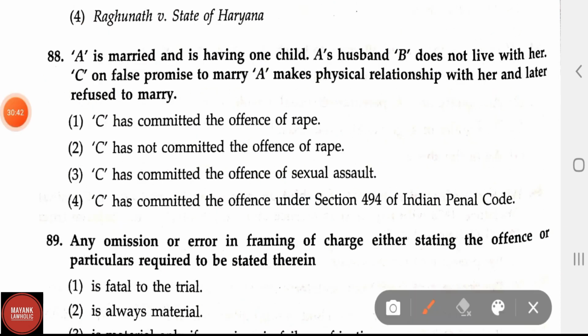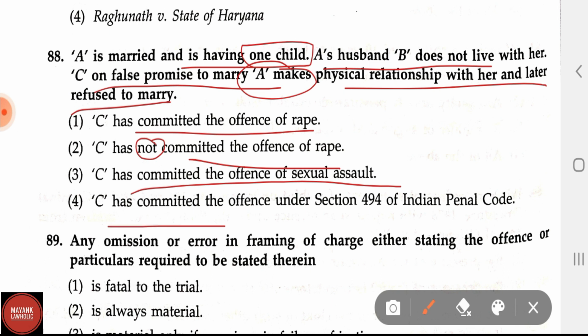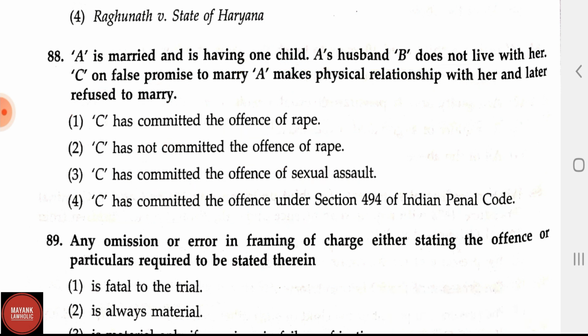Question number 88. A is married and is having one child. A's husband B does not live with her. C, on a false promise to marry A, makes a physical relationship with her and later refuses to marry. Options are: C has committed the offence of rape. Option 2, C has not committed the offence of rape. Option 3, C has committed the offence of sexual assault. Option 4, C has committed the offence under Section 494 of IPC. Here the correct answer is option 2, C has not committed the offence of rape.